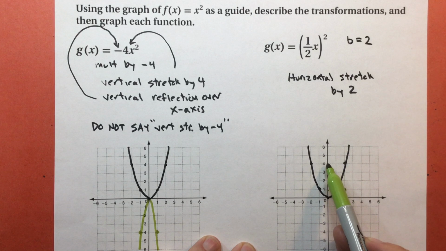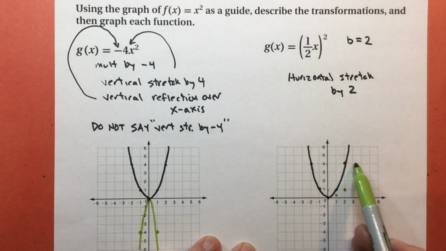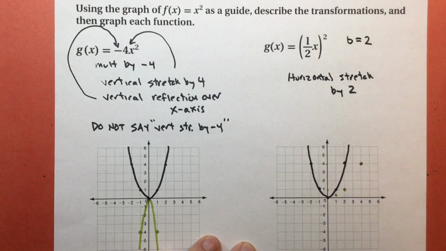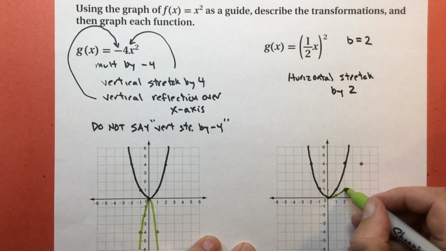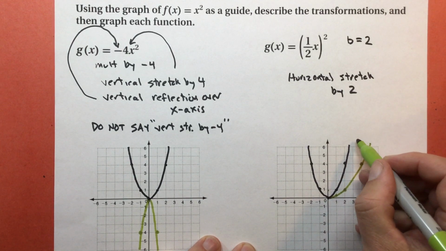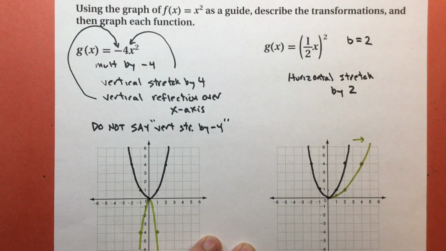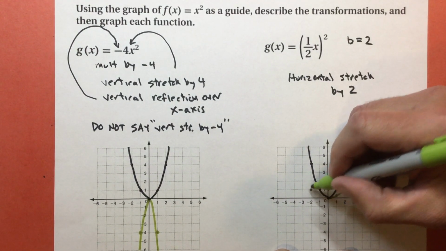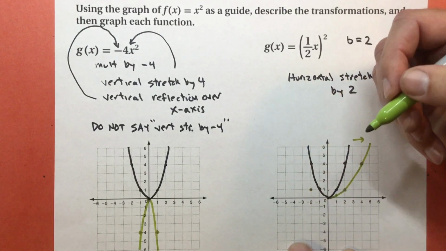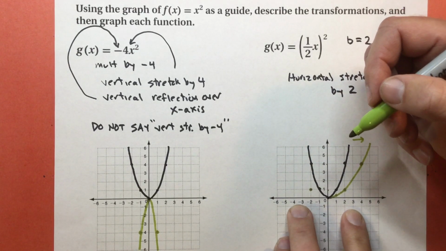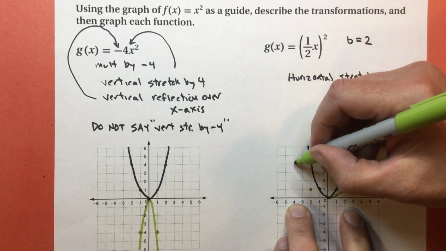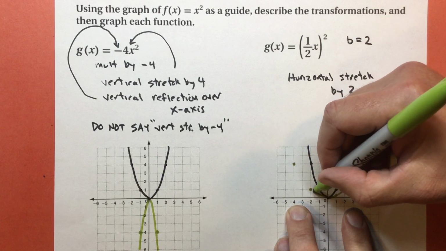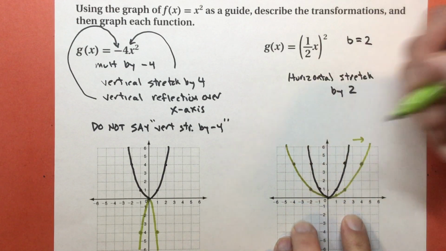I can do the same thing right here. From here to here is 2 spaces. So its new image is going to be twice as far. 2 times 2 equals 4. So it's going to be right here. So this part of the graph is going to look like that. It got pulled over 2 times. Same thing on the other side. I'll get this point, and it's going to look like this.